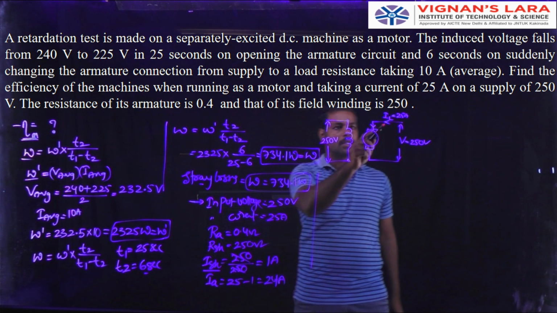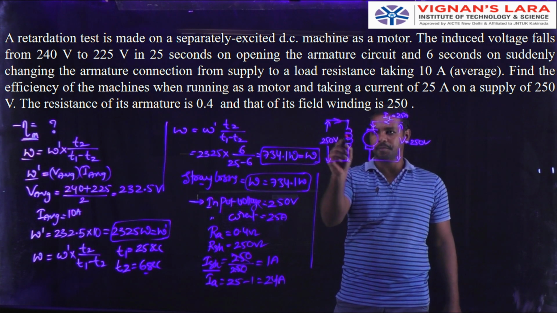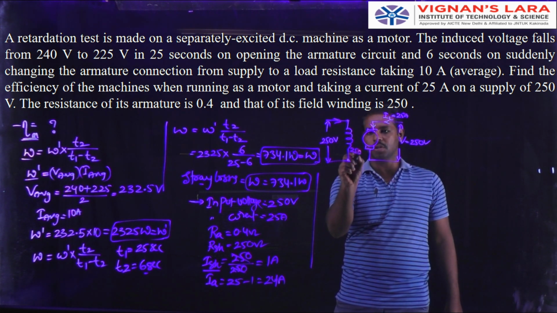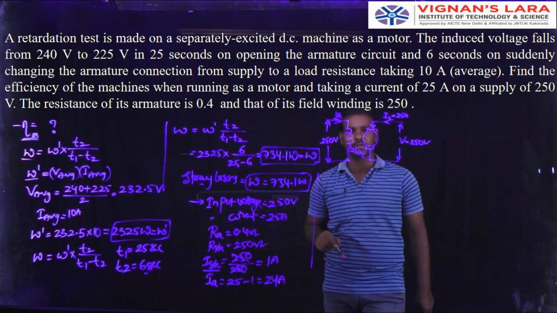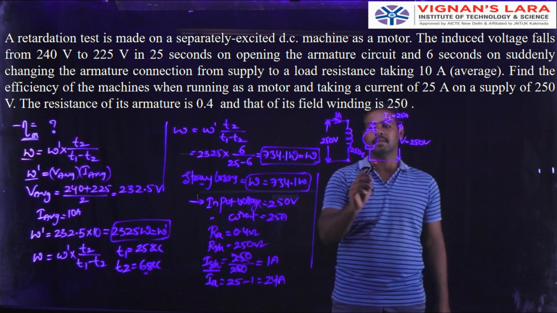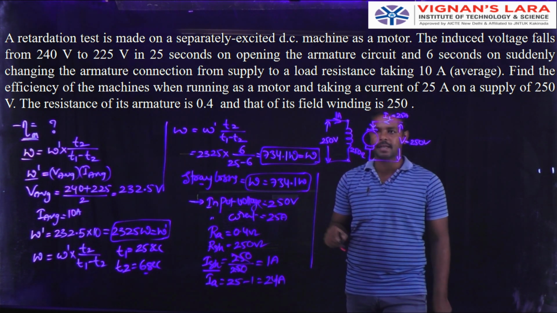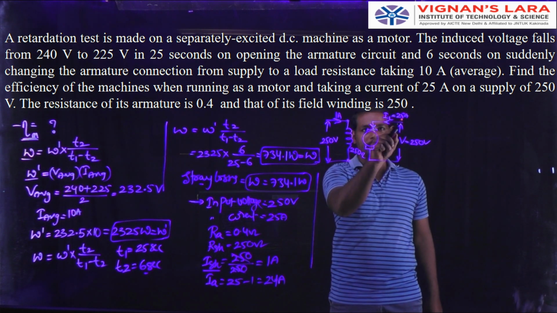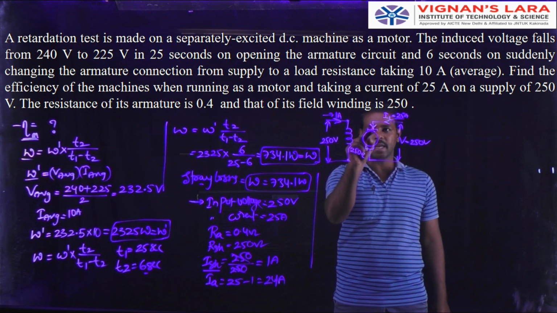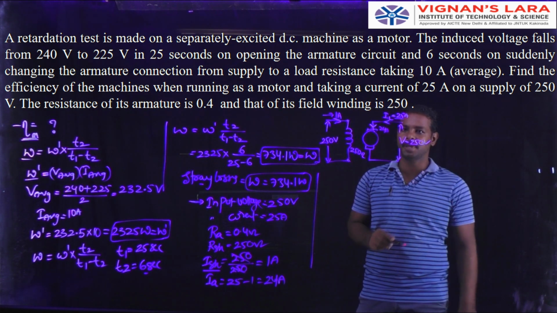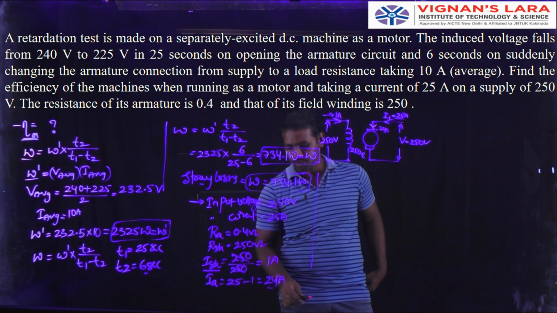Because of the same amount of voltage, 1 ampere of current goes directly through the field winding, 250 volts over 250 ohms, which is equal to 1 ampere. This is the same as in a separately excited DC machine. But in case of a retardation test, out of 25 amperes, 1 ampere goes to the field winding and the remaining 24 amperes comes to the armature. So IA is equal to 25 minus 1, which is 24.